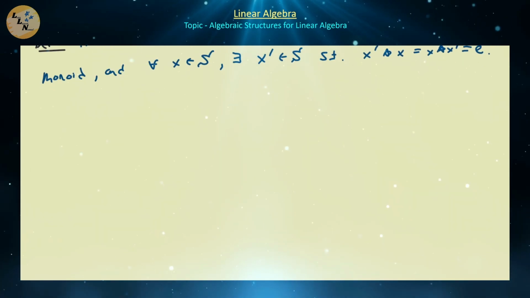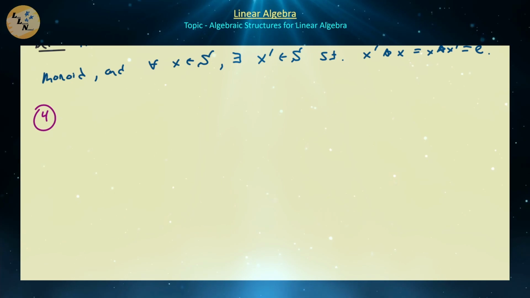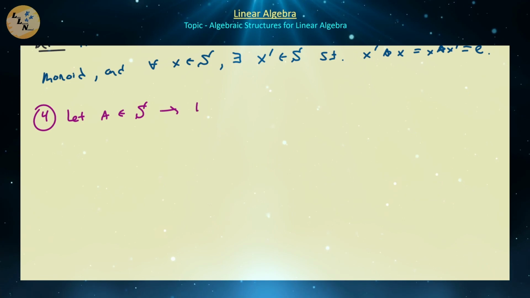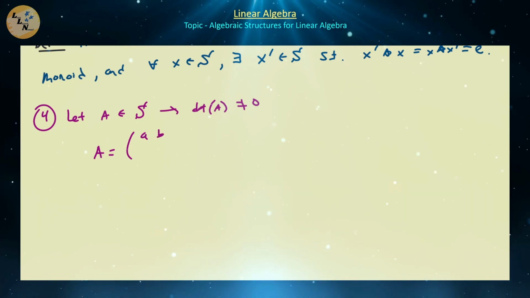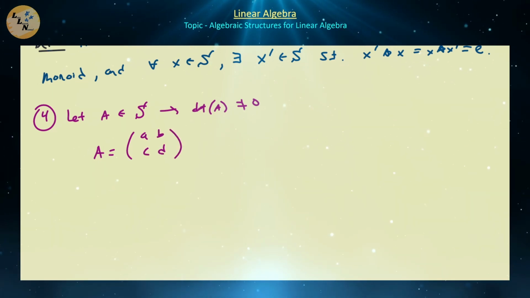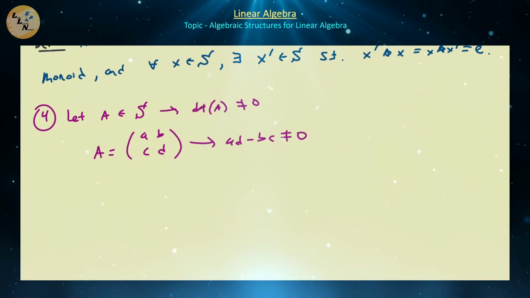So if we consider the same exact example for the set S under ordinary multiplication, is that indeed a group? So let's assume that we choose a 2x2 invertible matrix A in S such that the determinant of A does not equal 0. In particular, let's assume that A is the matrix [A B; C D], i.e. AD minus BC does not equal 0.